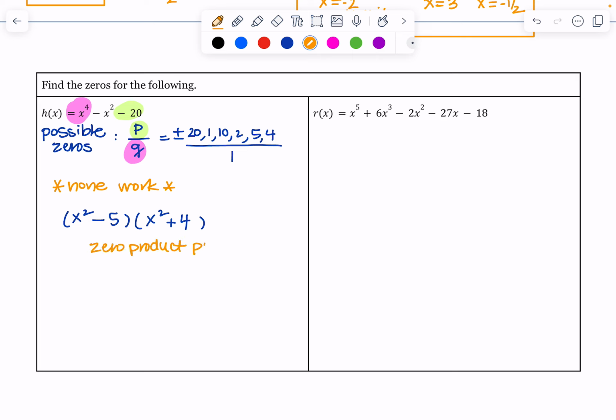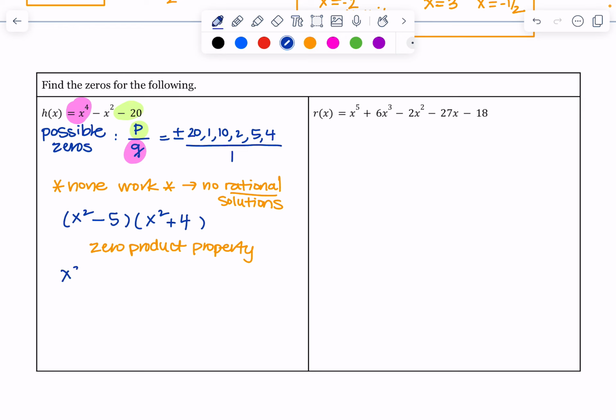I did want to show this one just so you could see a full picture, but this would be one where you tried everything and none would work, so there is no rational solution. So you'll see we're going to get irrational solutions, but this one has no rational solutions. Okay, sorry, back to this.